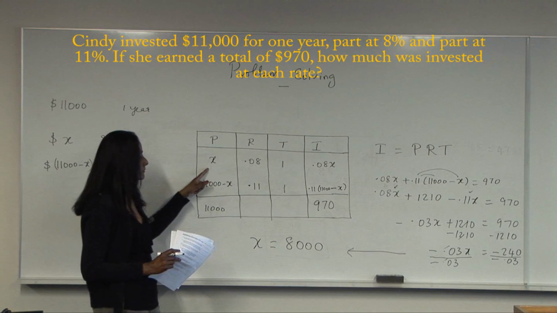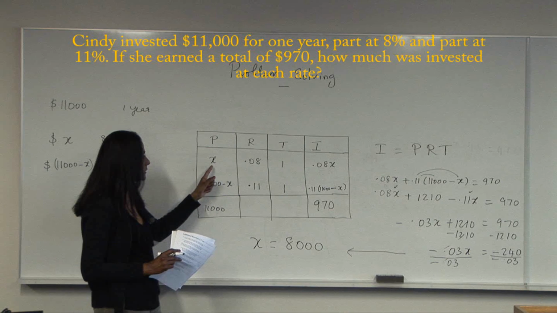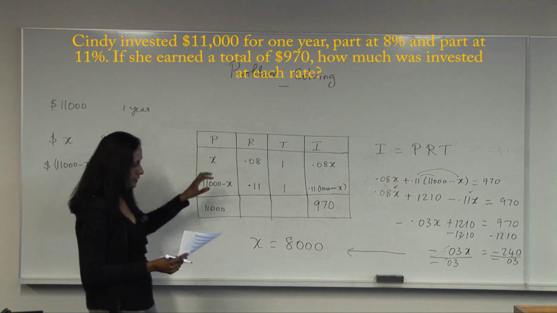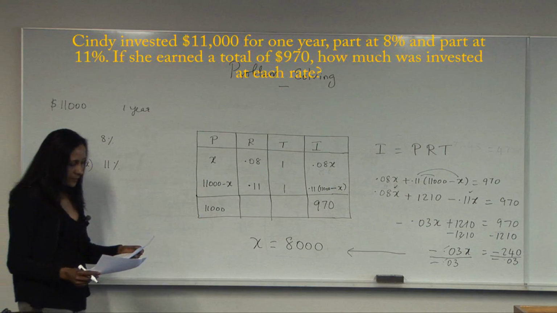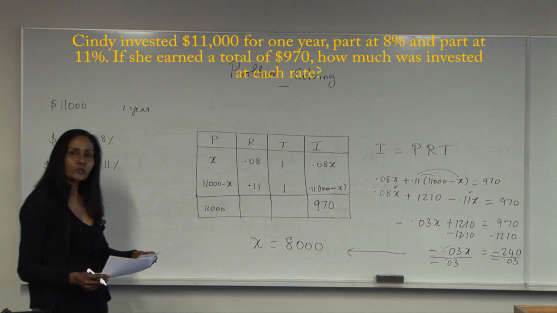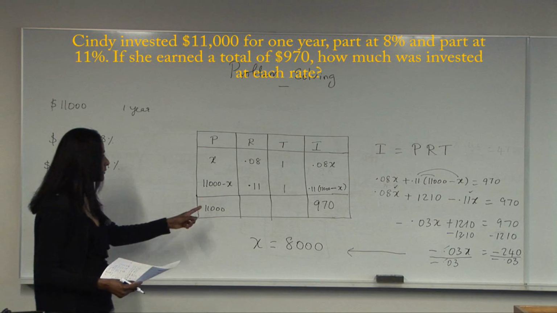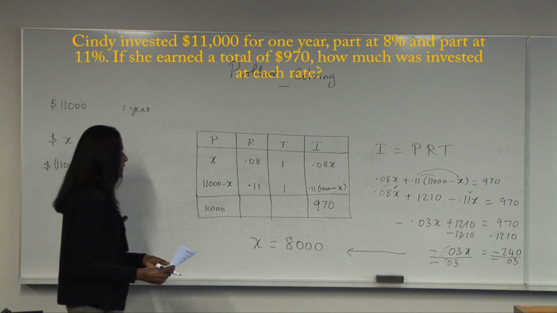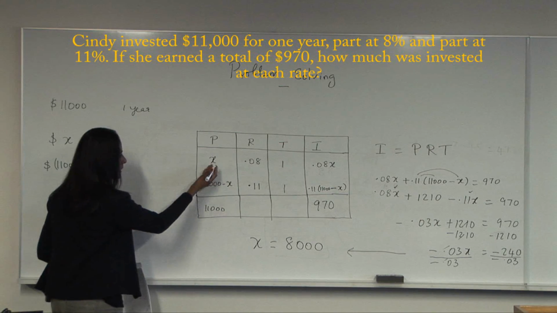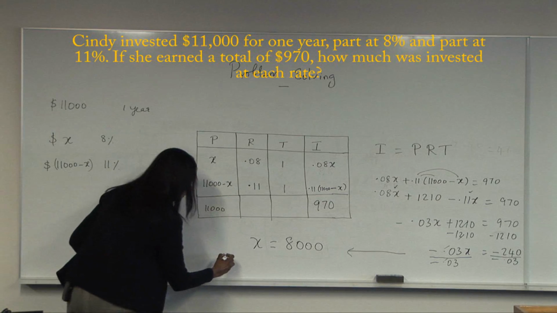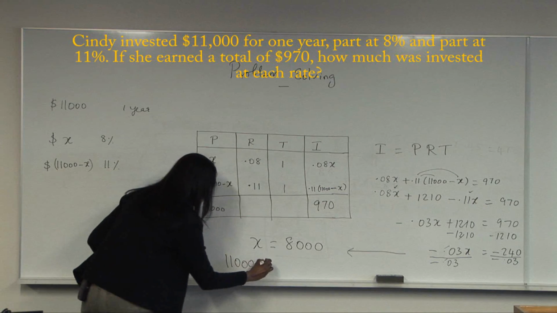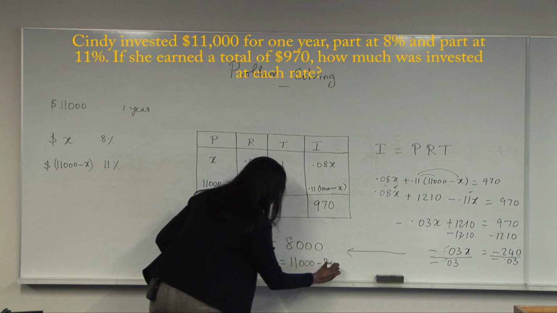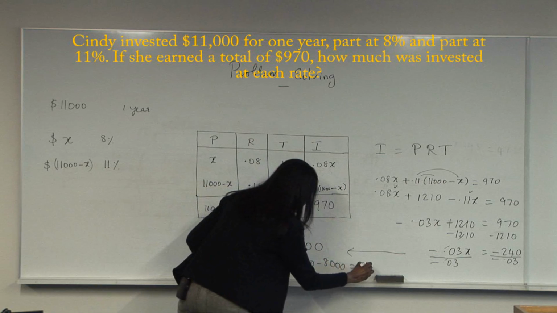What's your x? X is at this rate 8%, correct? So we found one part of the amount she invested. And here the question was, how much was invested at each rate? So we have to find out the other one also. How much was invested at 11%? So how do we find that? This is x. This is 11,000 minus x. So what is 11,000 minus x? 11,000 minus 8,000, correct? That would give you 3,000.